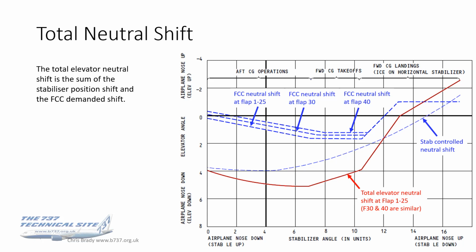Now remember that the FCC neutral shift is only active when you've got flap. So for most phases of flight, you can ignore that. All you will get will be the curve of the stab control neutral shift. But for takeoffs and landings, at any time that there's flap, particularly with changes of flap, particularly with electric stab input, then that's what you will get. The changes as shown in the red line there.